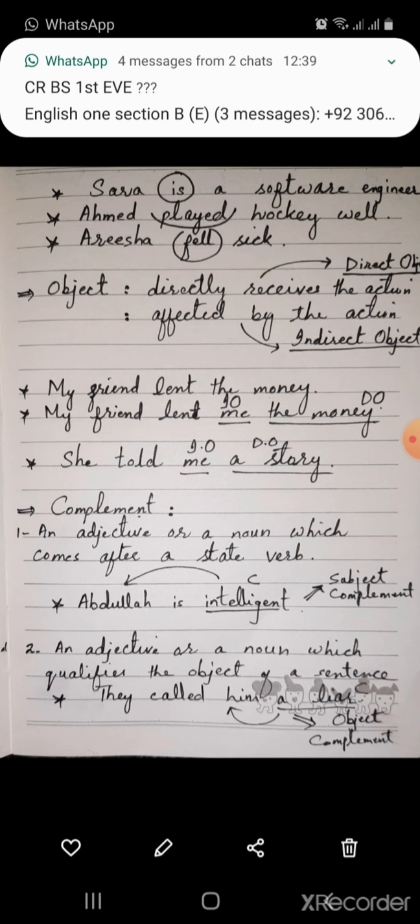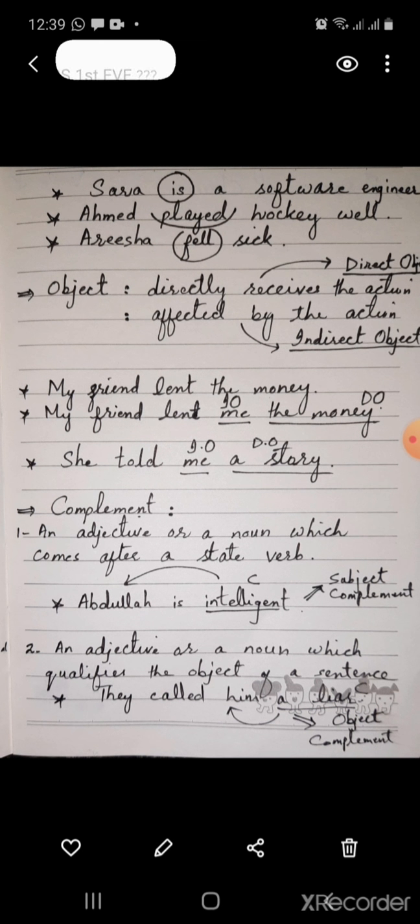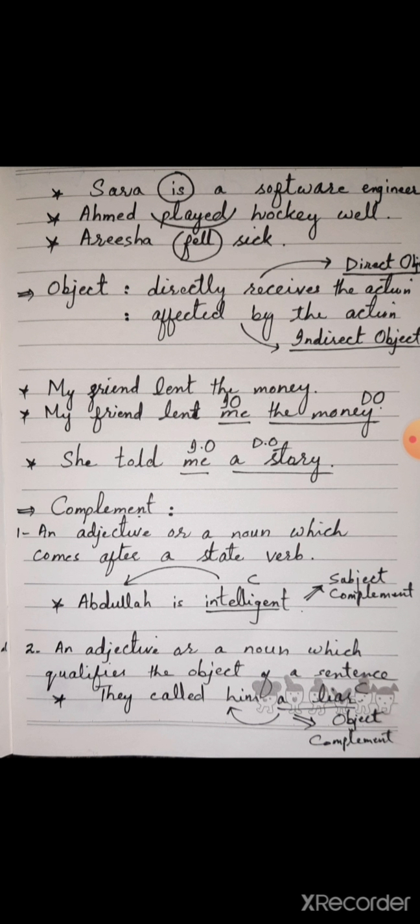And state verb, I told you earlier, is am, are, was, were, seems, like this. These are the state verbs. So, Abdullah is intelligent. So is the state of Abdullah. Is is the stative verb, the verb of state, showing some state, that Abdullah is intelligent. And intelligent is an adjective, and this adjective is qualifying Abdullah. This intelligence has been associated with Abdullah, so intelligent is the complement. And it is a subject complement because it is qualifying the subject Abdullah.